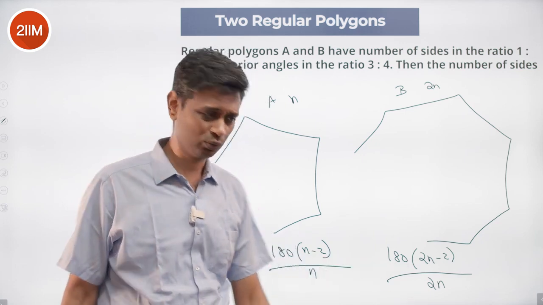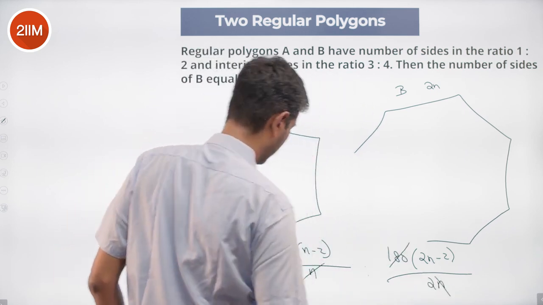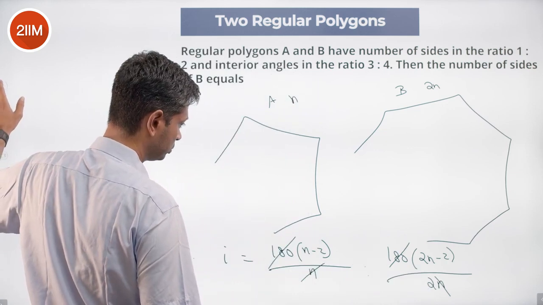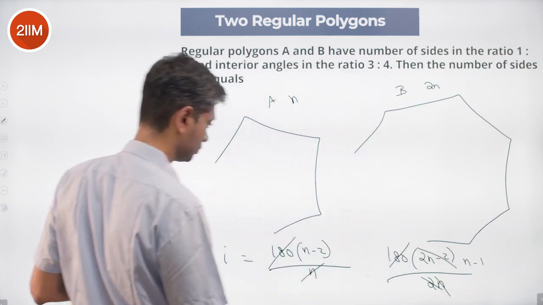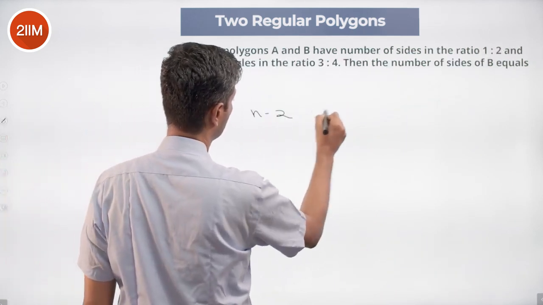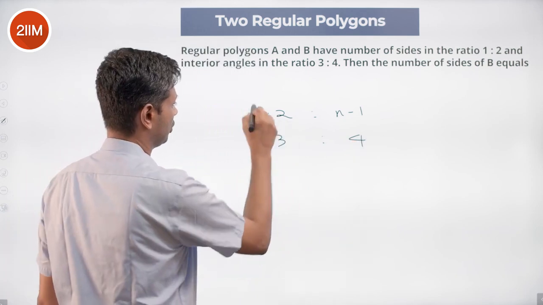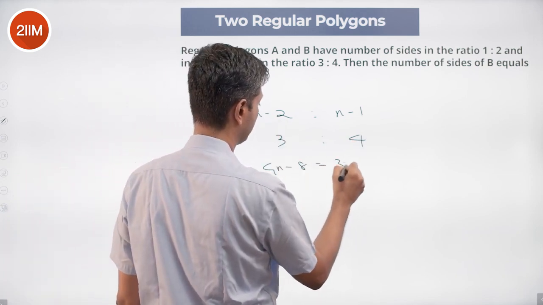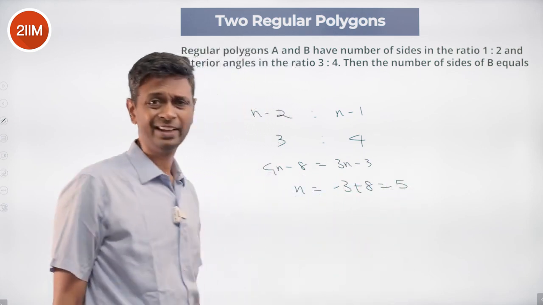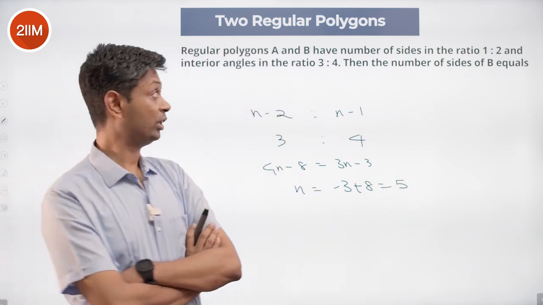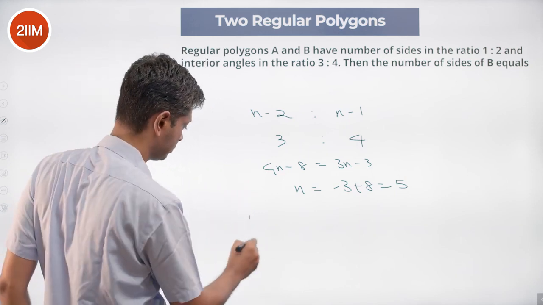This ratio is 3:4. Cancel off the 180, cancel off the n. This 2 goes there. 2 into n minus 1, or we can cancel even the 2, so it becomes n minus 1. n minus 2 is to n minus 1 as 3 is to 4. You have to cross multiply and simplify. 4n minus 8 is 3n minus 3. n is minus 3 plus 8, which is 5. So polygon A is a 5-sided polygon, which is a pentagon. Polygon B is a 10-sided polygon, which is a decagon. Then the number of sides of B equals 10.